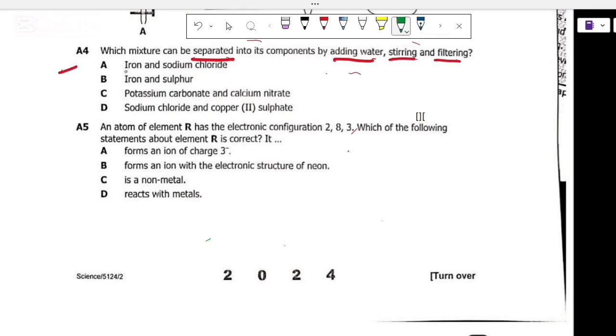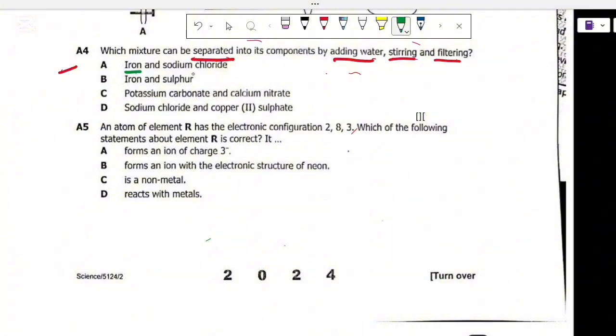We have iron. Now, iron is a metal. So obviously, you know that iron is not going to dissolve in water. I've never seen any metal that dissolved in water. So in that case, it is going to be a residue. After filtration, it is going to be filtered out.